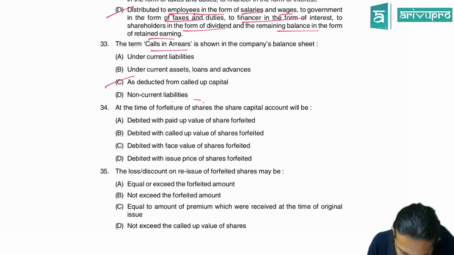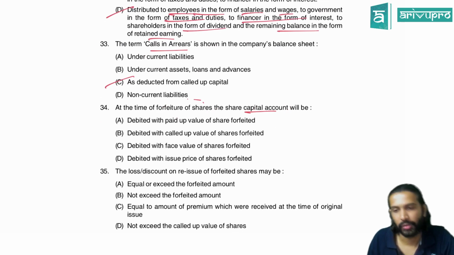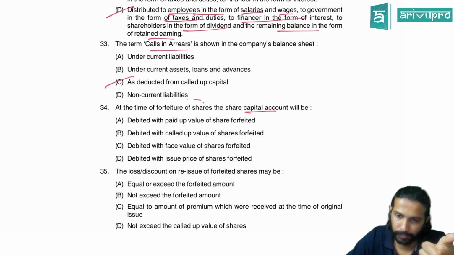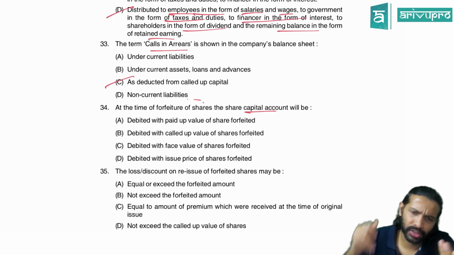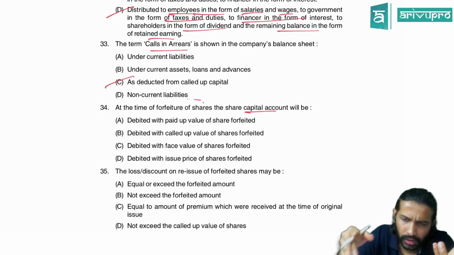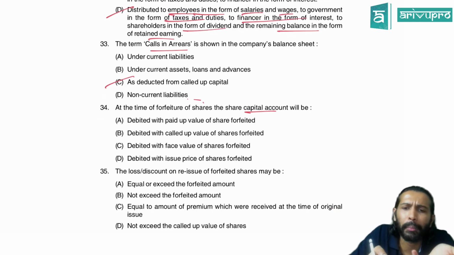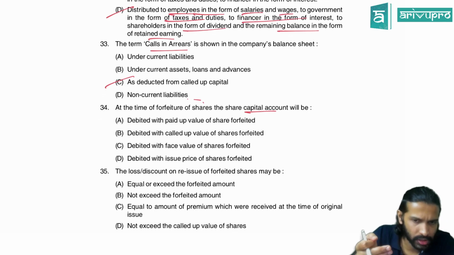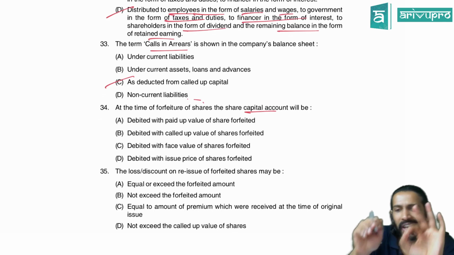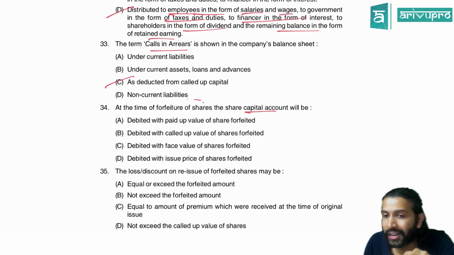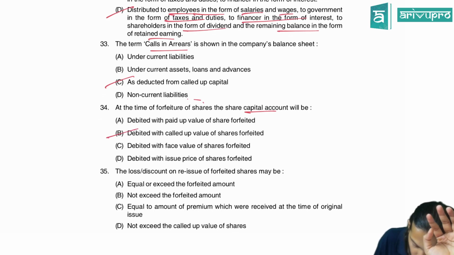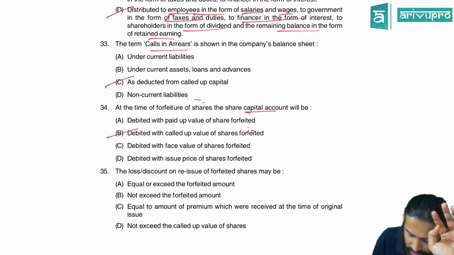At the time of forfeiture of shares, the share capital will be dash. Forfeiture means cancellation. When the company issues shares, share capital will be credited. At the time of cancellation, share capital will be debited. So at the time of forfeiture, share capital will always be debited at called up value of the shares forfeited. We have discussed this.